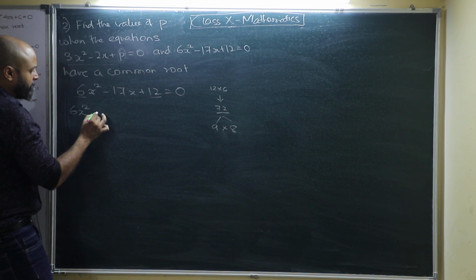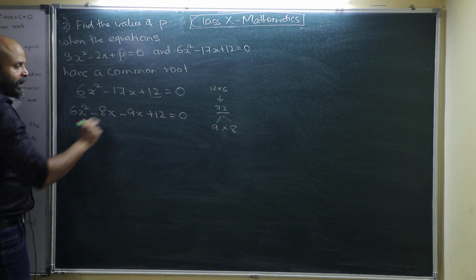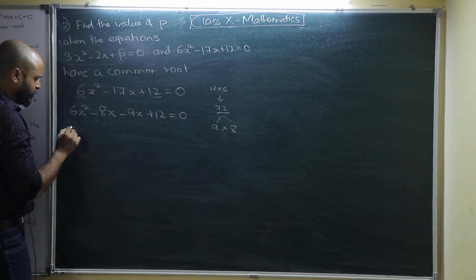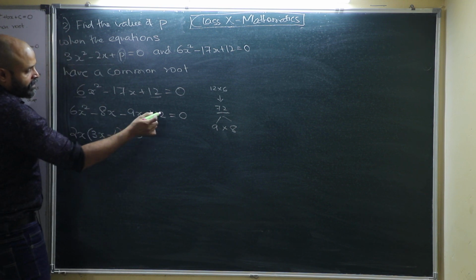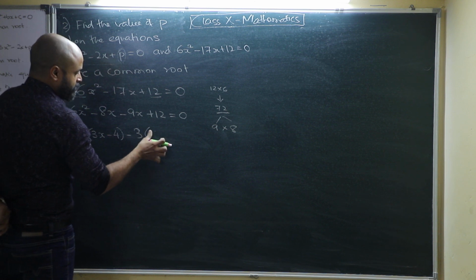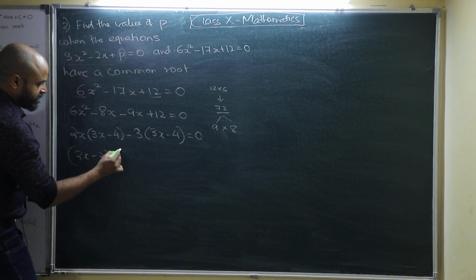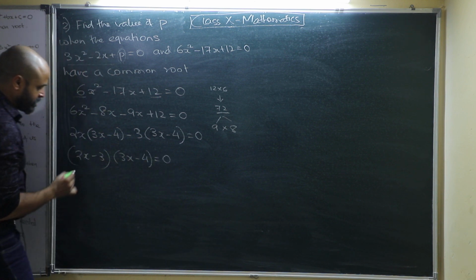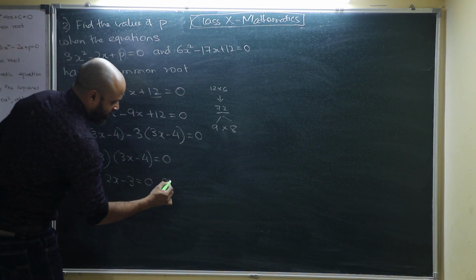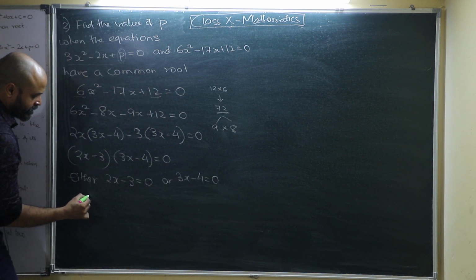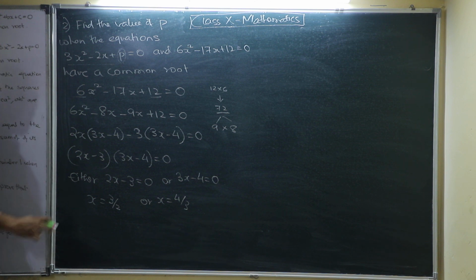So we have 6x square minus 8x minus 9x plus 12 equal to 0. Between 6x square and 8x we have 2x common, so 2x into 3x minus 4, and between the other two we have 3 common, so minus 3 into 3x minus 4 is equal to 0. So we have 2x minus 3 into 3x minus 4 is equal to 0. As we have been solving quadratic equations, either 2x minus 3 will be 0 or 3x minus 4 will be equal to 0. So x is equal to 3 by 2 or x is equal to 4 by 3. So we have gotten the values of x.